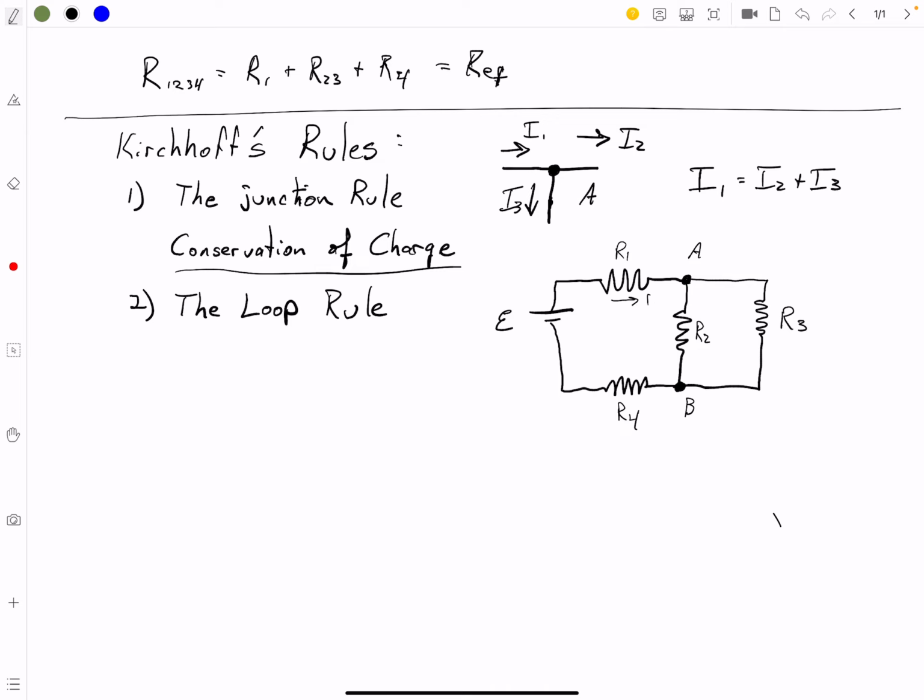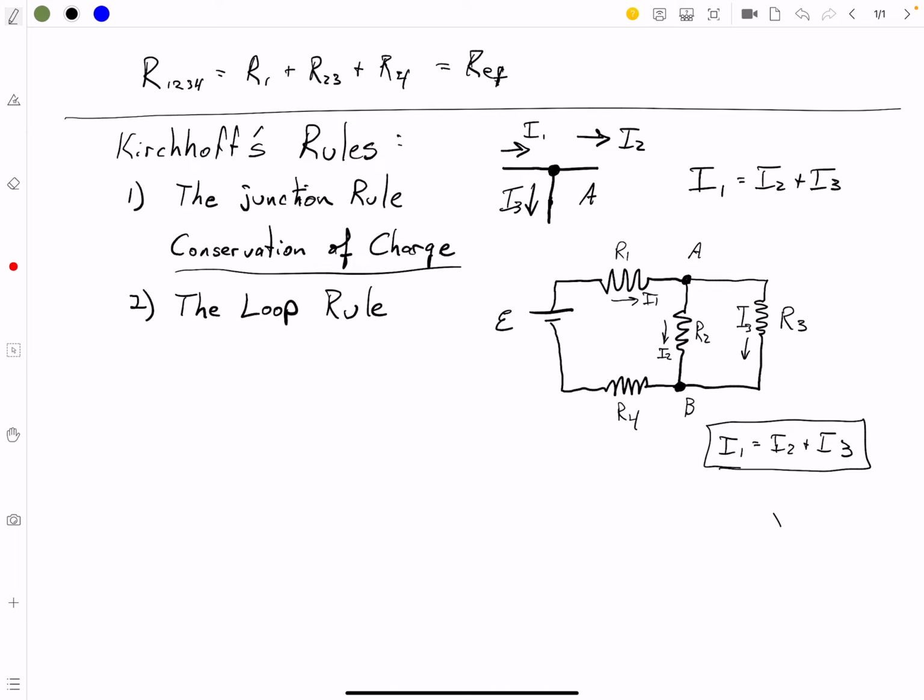We've got current I1 going across R1, okay? We've got current I2 going across R2, and we've got current I3 going across R3. Nice. We're going to look at the junction rule for point A. Everything going into point A is I1. Everything coming out of point A is I2 and I3. So that for our circuit is our junction rule.